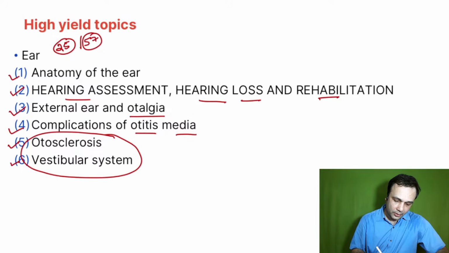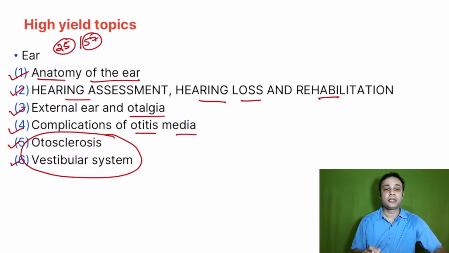A few questions on anatomy of the ear have been asked, including physiology as well. When you look at physiology, the most commonly asked question is the auditory pathway. So that is what will come across. I have taken that into account in hearing assessment, hearing loss, and rehabilitation as well.